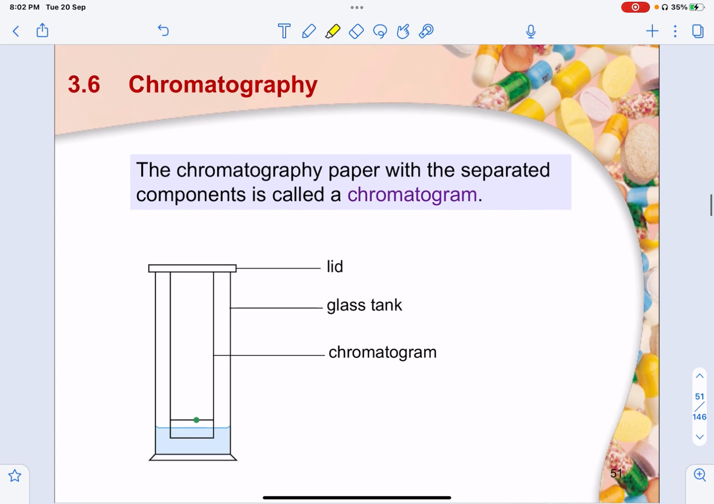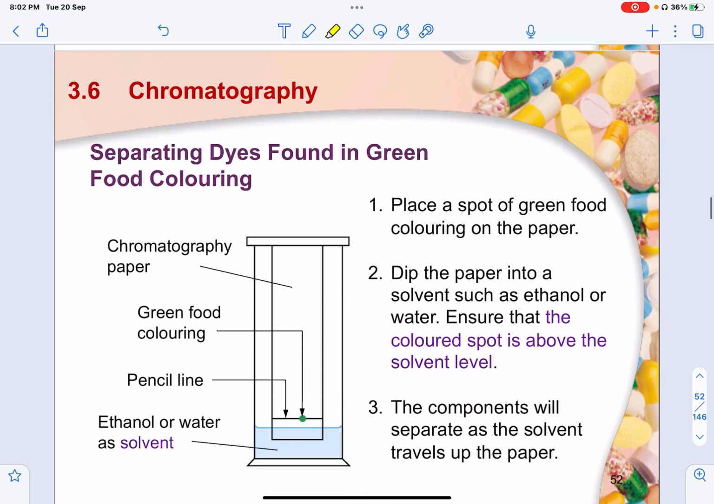First of all, we have this particular setup where the paper chromatography is being separated. The paper is separated into its components by the setup of a chromatogram. So the chromatogram is usually like a photograph or what. In this case, it's a filter paper, and that's where we actually want to obtain the different components.